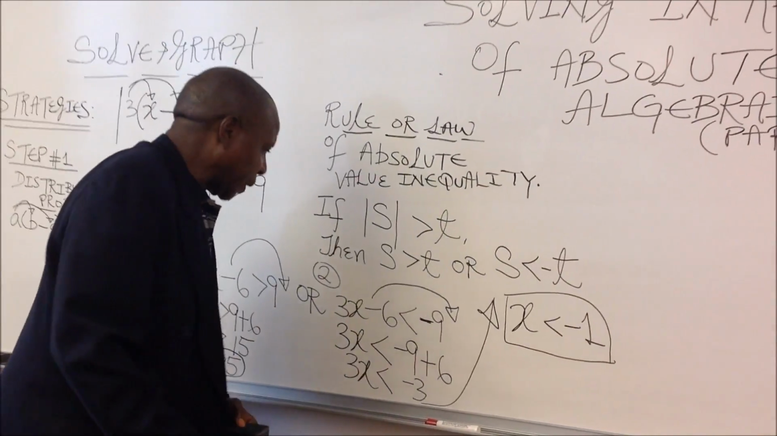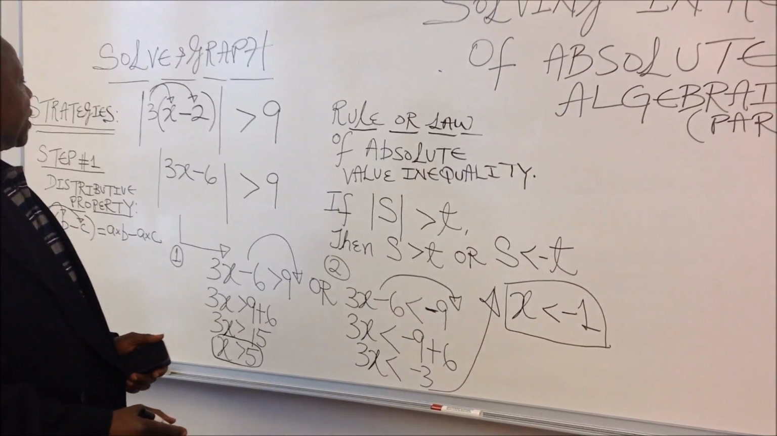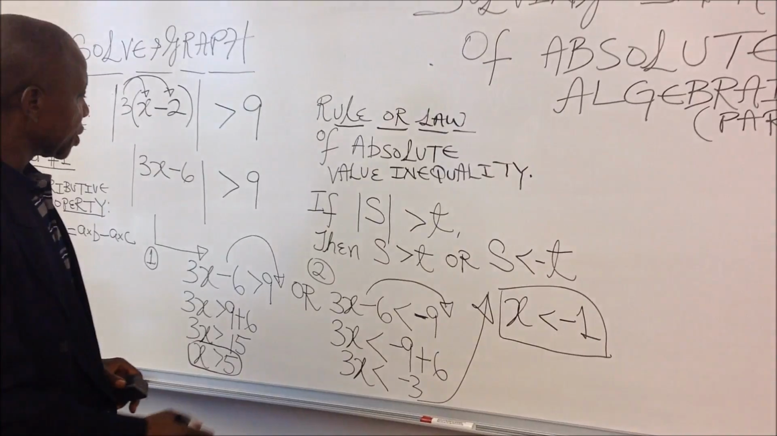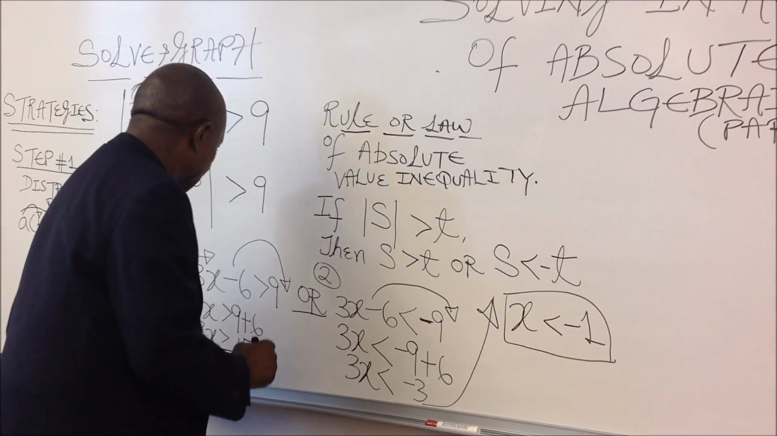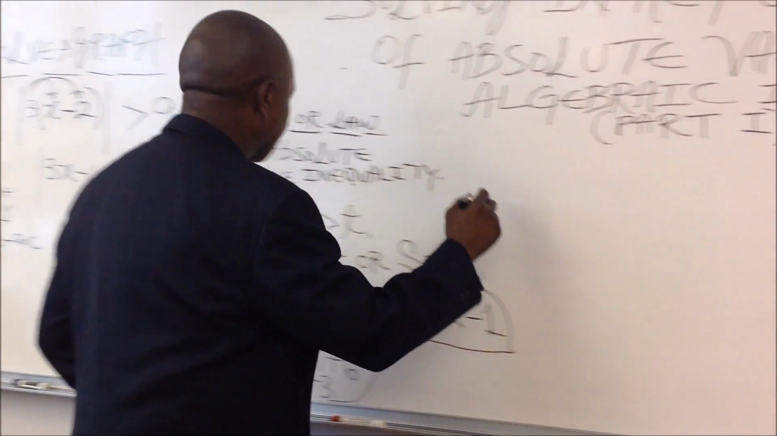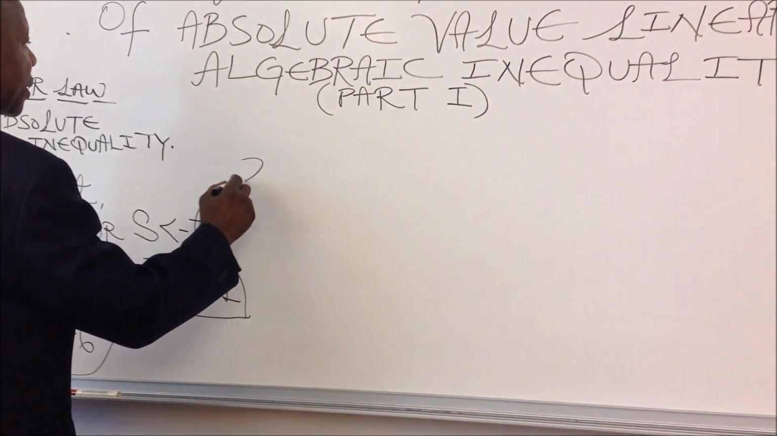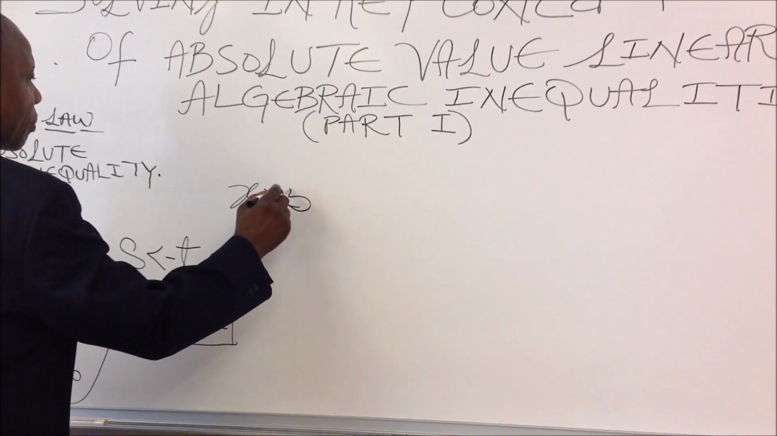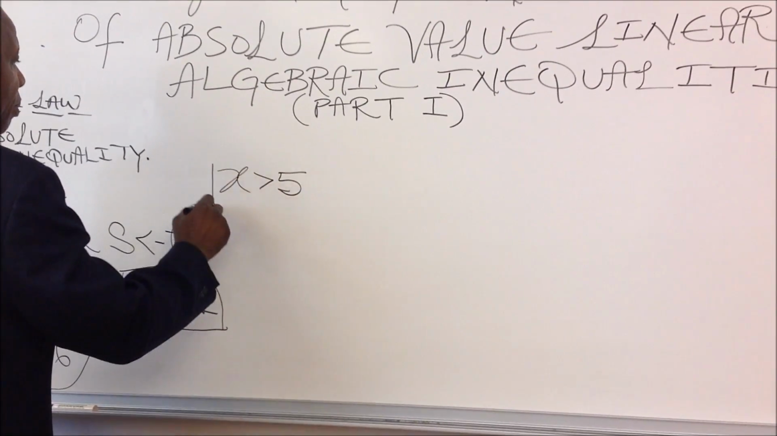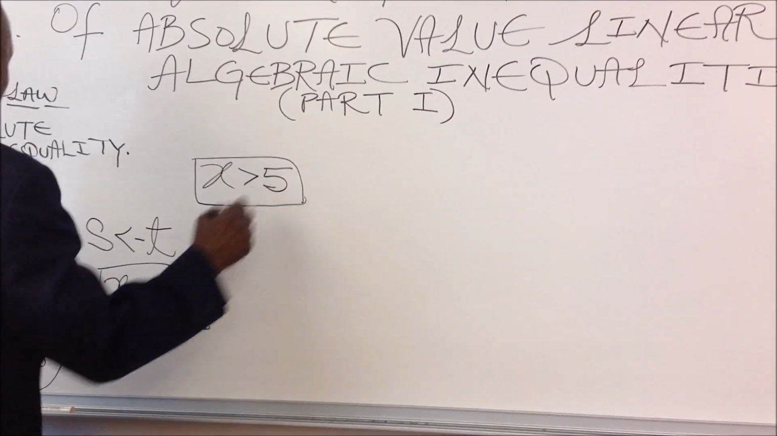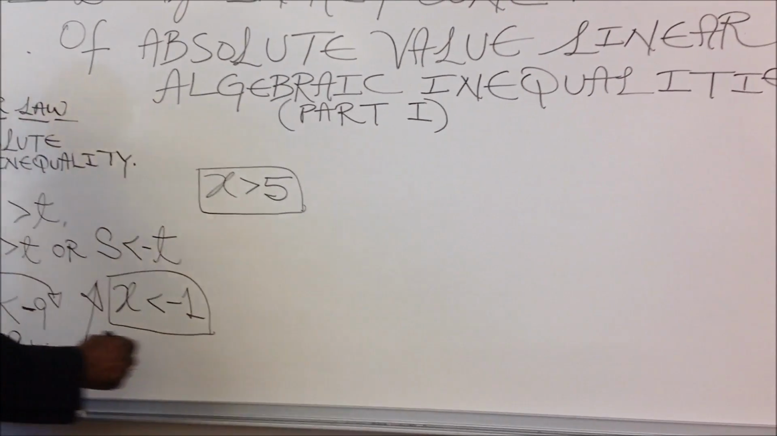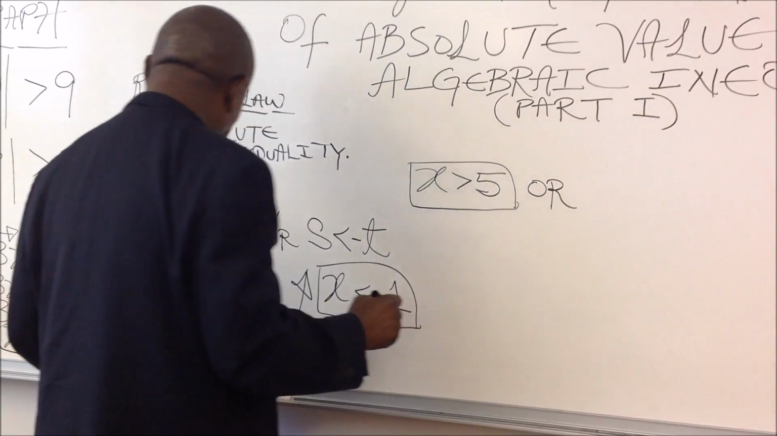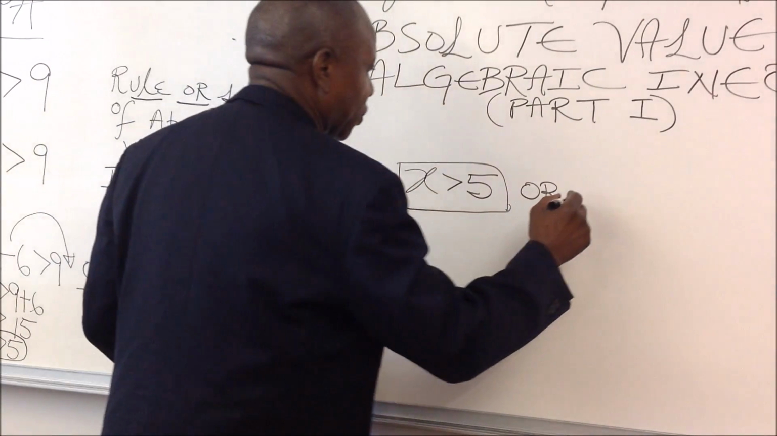So we have been able to obtain two solutions. One of the solutions, of course, is that x is greater than 5. And the second solution, of course, is that x is less than negative 1.